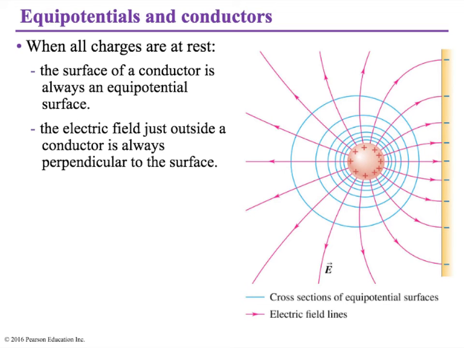And then also just some extra things. In addition to the things that we know about the electric field of the conductor, remember the electric field was perpendicular to the surface of a conductor, well then that means that the surface actually defines the equipotential. So the surface of a conductor where the charges are at rest is actually an equipotential surface.